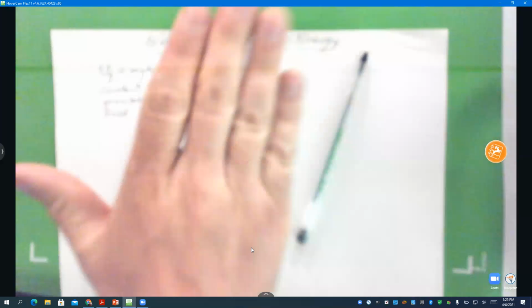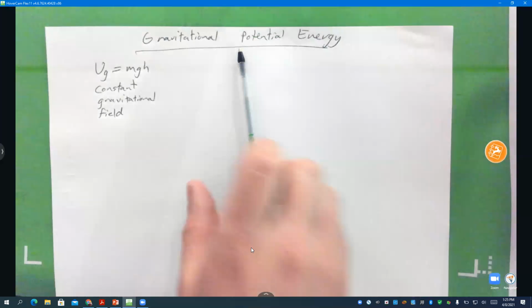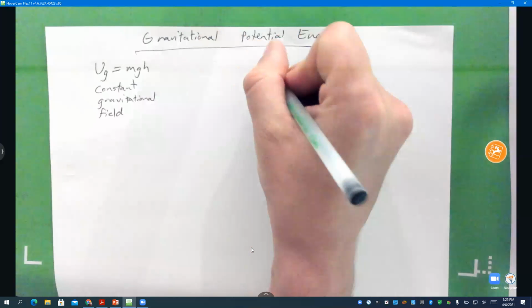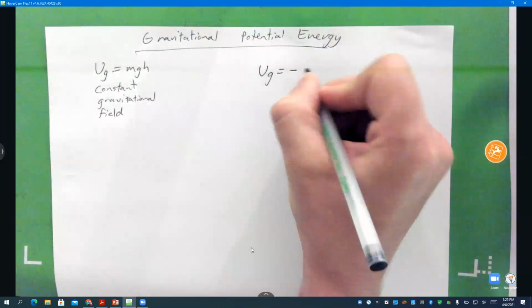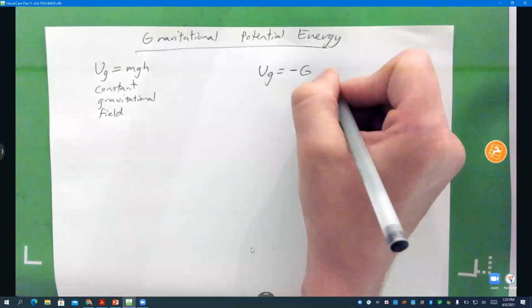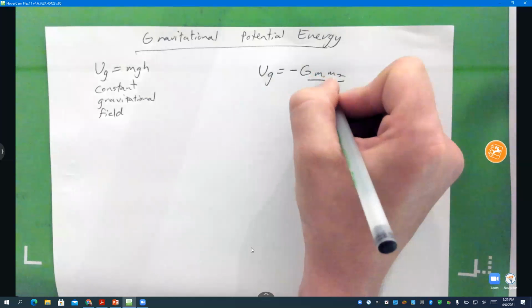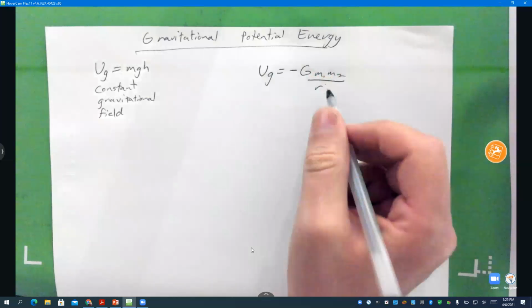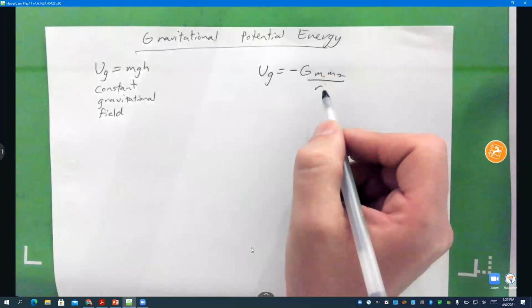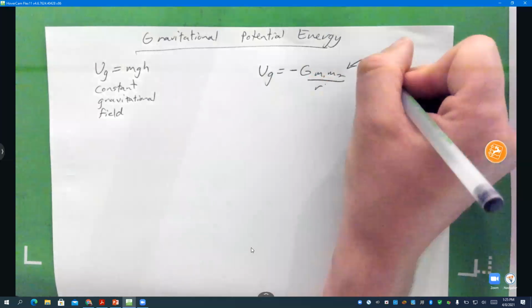But if we're somewhere else in the universe, then we use U_G equals negative G m1 m2 over r squared. Sorry, just r, not squared. And that is, again, everywhere.